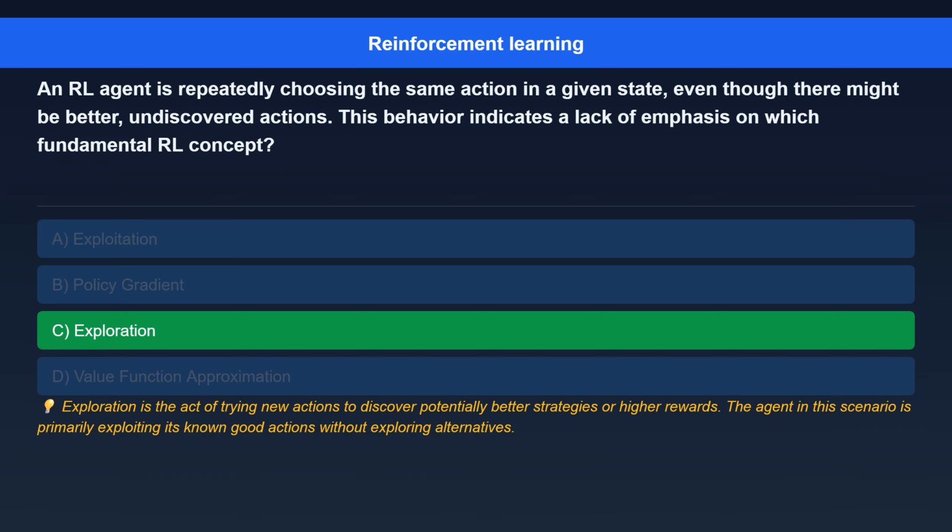The correct answer is exploration. Here's the explanation. Exploration is the act of trying new actions to discover potentially better strategies or higher rewards. The agent in this scenario is primarily exploiting its known good actions without exploring alternatives.